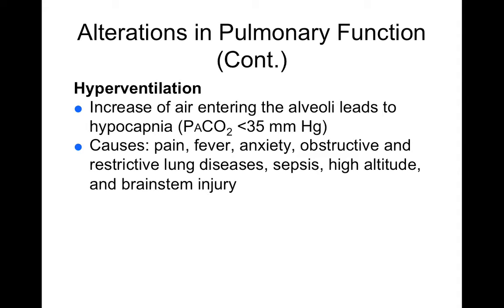If your blood's pH gets above 7.8, that's a fatal condition. Normally your blood pH should be between 7.35 and 7.45, but if you're hyperventilating, you can actually start to eliminate too much acid from your bloodstream. And that can start to change the shape of proteins in your blood and throughout your body, which could eventually be fatal. But some different causes of hyperventilation could be things like pain, fever, anxiety, obstructive and restrictive lung diseases, sepsis, high altitude, or brainstem injury.